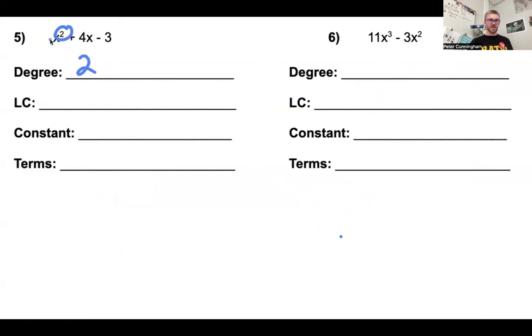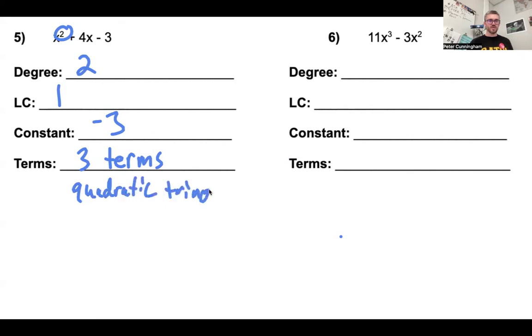All right, the degree here is 2, which tells me that I'm second degree. Lead coefficient: there's nothing in front of that first term, so my lead coefficient is 1. The constant is -3. Terms: 1, 2, 3. I have 3 terms. This is a quadratic trinomial.